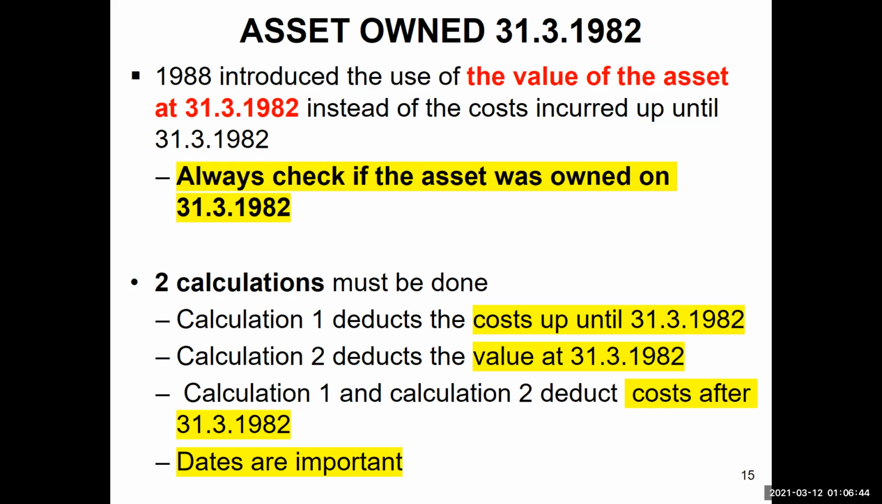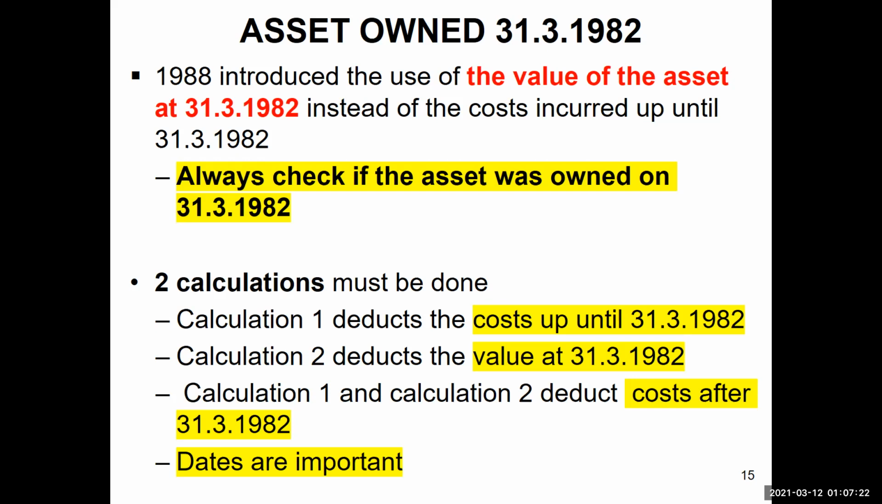Now, any asset we owned before 31st March 1982. In this case, we are going to work two different calculations. Always check when the asset was owned: is it before 1982 or after 1982? In this case, two parallel calculations will be undertaken. We first find the cost up until 31st March 1982, and then we subtract the value at 31st March 1982. And then for calculations 1 and 2, we deduct the cost after 1982. Dates are very important, so we'll typically have to take note of the dates.